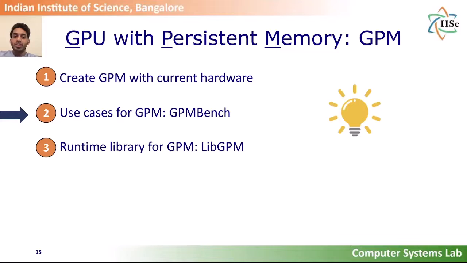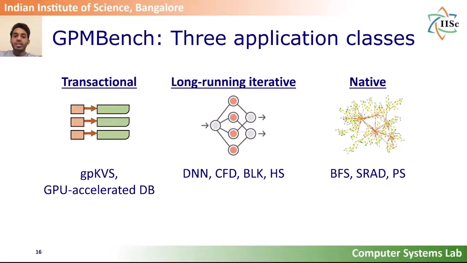An important aspect to consider is what applications can make use of a system like GPM. For this, we create a benchmark suite, GPMBench. We categorize applications that benefit from in-kernel persistence into three main categories. The first category is transactional applications like GPKVS, which we have already discussed. Other applications in this category include GPU-accelerated persistent databases. For these applications, the entire data structure, for example the KVS or database, resides on the persistent memory, and transactions are used for crash-consistent updates.